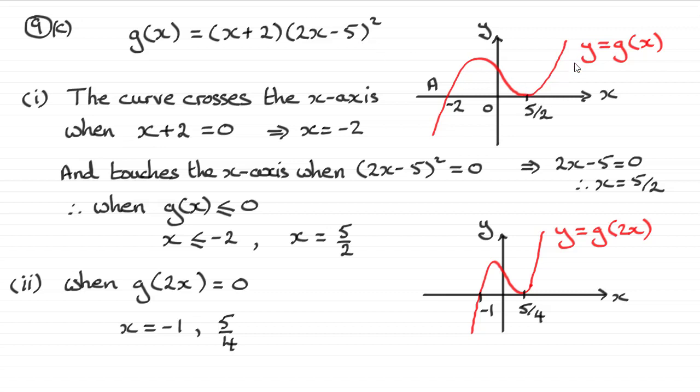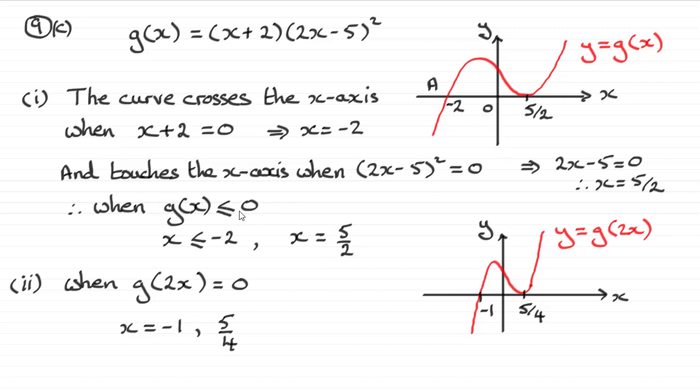We can see that because it's drawn, but if it wasn't drawn, repeated factors are always where a curve touches the x-axis. So this is going to be when 2x minus 5 equals 0, and that's going to lead to x equals 5 over 2, 2.5. Okay, so I've marked those points in, and so clearly when g of x equals 0 or is less than or equal to 0, well, clearly it's equal to 0 at 5 over 2, 2.5.